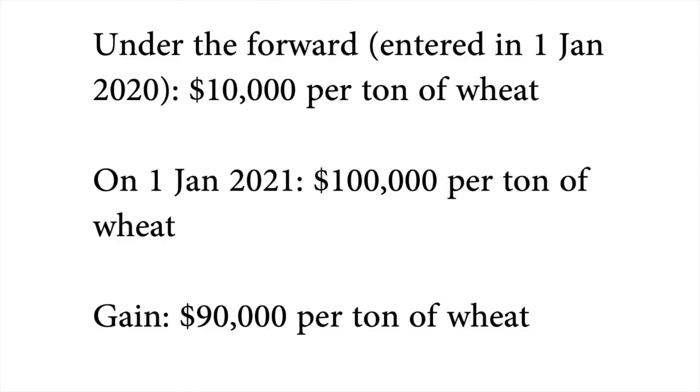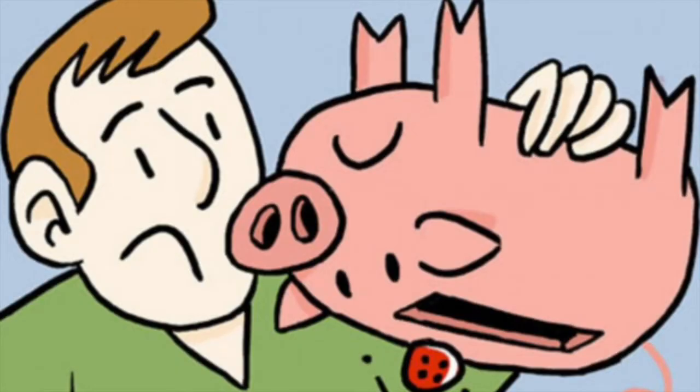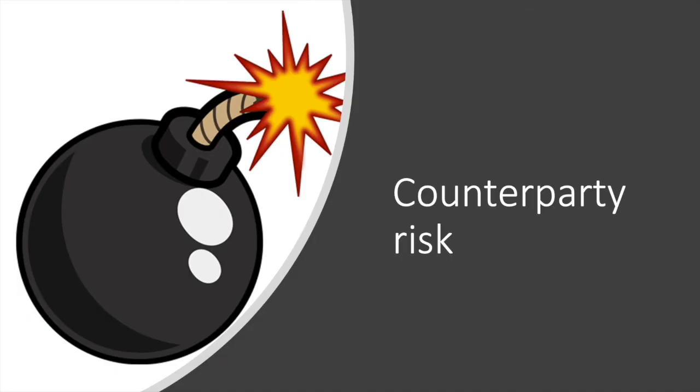Now, today is 1st of January 2021 and the price of a ton of wheat rises to 100,000, so I'm actually making a gain of 90,000 per ton of wheat. However, if the supermarket went bankrupt and couldn't offer us wheat at a price of $10,000 per ton under the forward contract, then our $90,000 profits will just go down the drain. This is what we call counterparty risk, which is the risk that the other party cannot perform the contract.